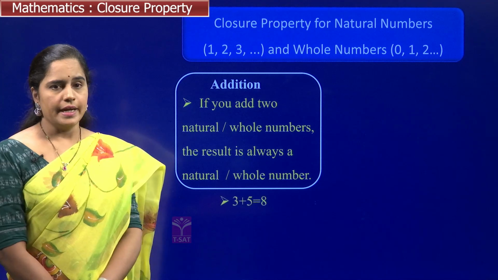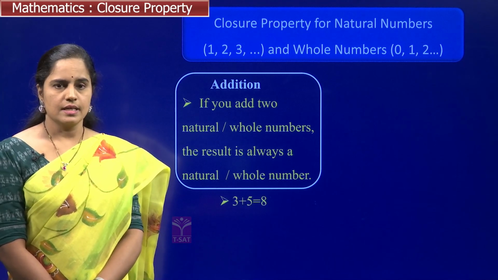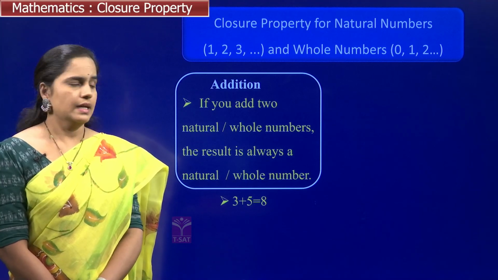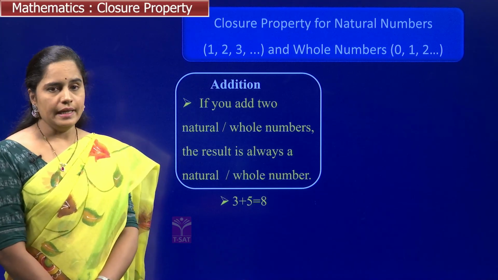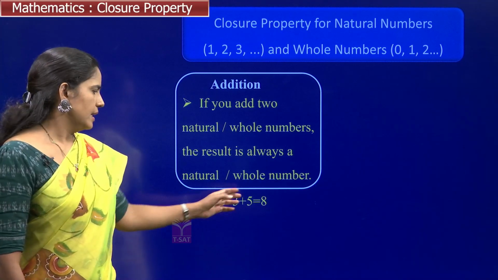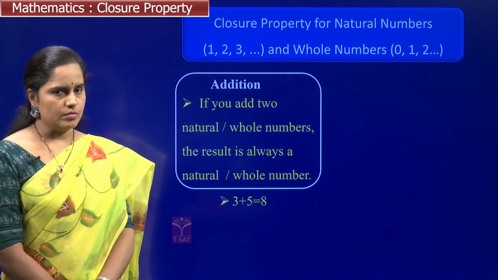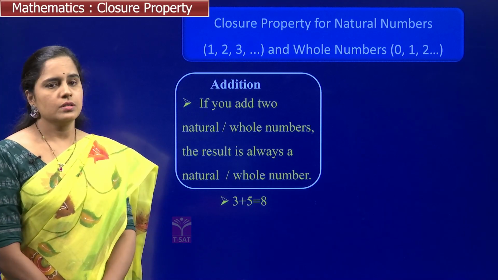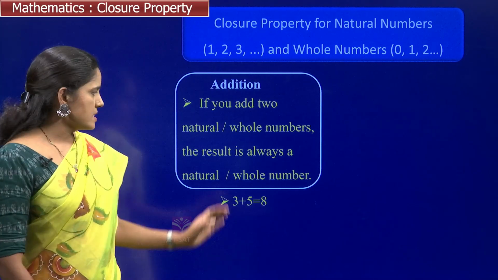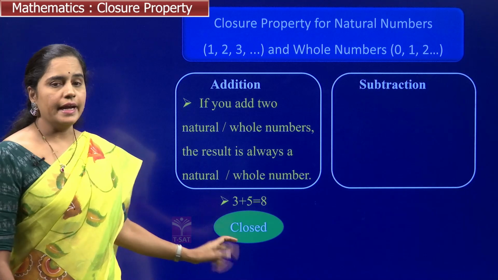At first, addition. If you add two natural or whole numbers, the result is always a natural or whole number. For example, the sum of 3 and 5 is equal to 8. 3 and 5 are natural numbers and also whole numbers, and the result is also a natural number or whole number. Therefore, natural numbers and whole numbers are closed under addition.